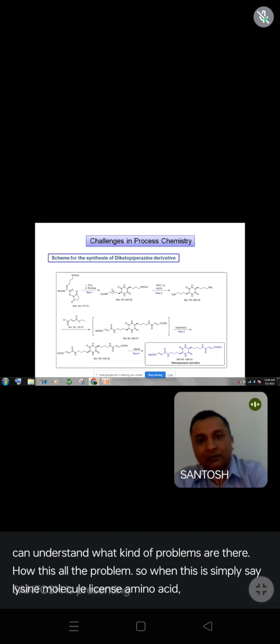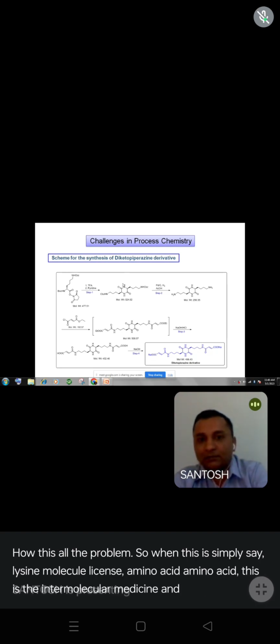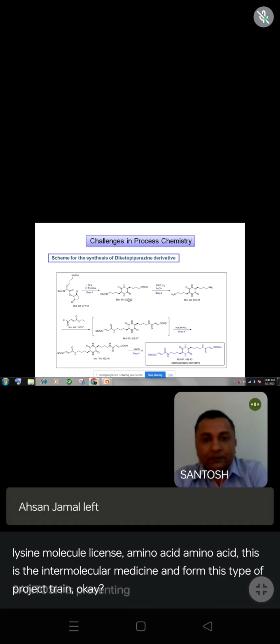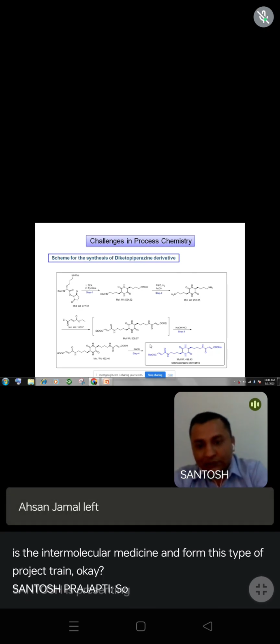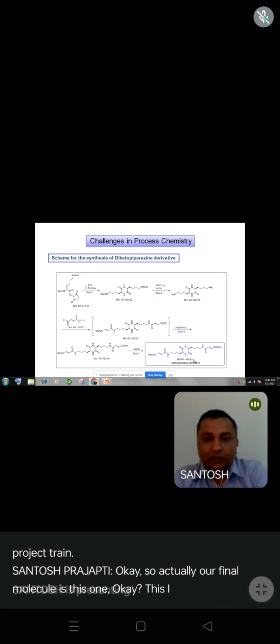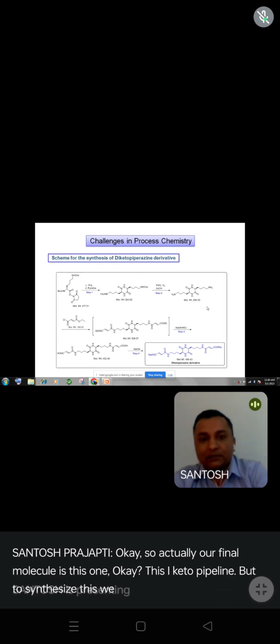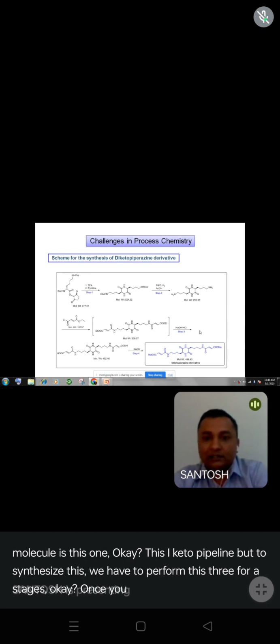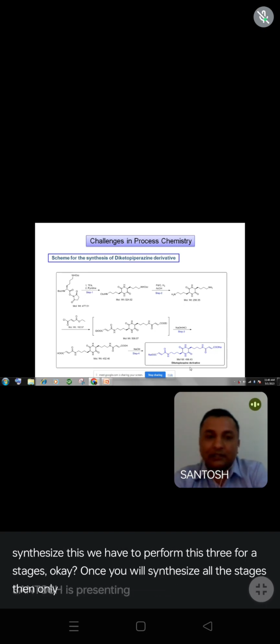Amino acid, this is the intramolecular addition that forms this diketopiperazine ring. Actually, our final molecule is this one, this diketopiperazine ring. But to synthesize this, we have to perform these 3-4 stages. Once you synthesize all these stages, then only you can go for this final molecule.